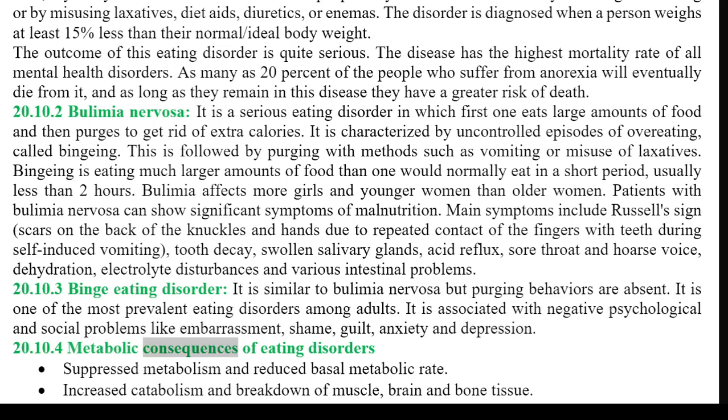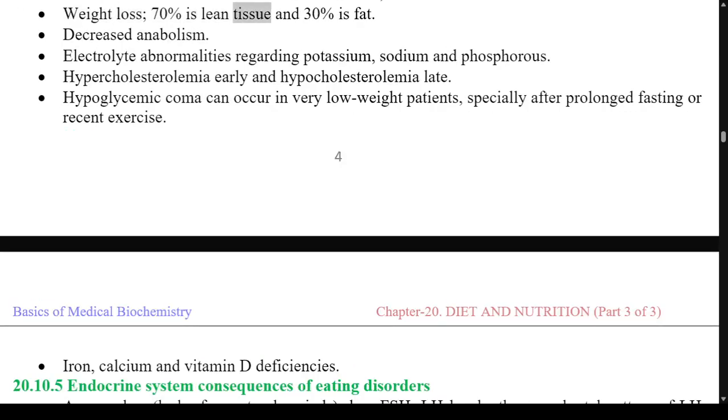20.10.4 Metabolic consequences of eating disorders. Suppressed metabolism and reduced basal metabolic rate. Increased catabolism and breakdown of muscle, brain, and bone tissue. Weight loss, 70% is lean tissue and 30% is fat. Decreased anabolism. Electrolyte abnormalities regarding potassium, sodium and phosphorus. Hypercholesterolemia early and hypocholesterolemia late. Hypoglycemic coma can occur in very low weight patients, especially after prolonged fasting or recent exercise. Iron, calcium, and vitamin D deficiencies.